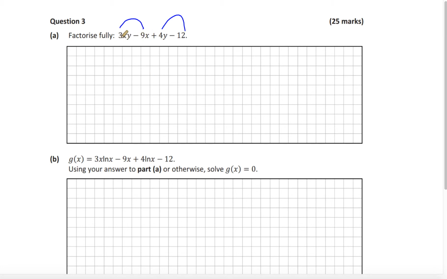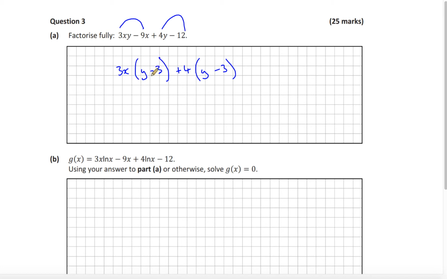So what can I factorize out of these terms? Well, I can take 3x, factorize that out. 3x into this goes y. 3x factorized out of minus 9x is minus 3. And for these two terms here, I can factorize out 4, positive 4. When I factorize 4 out of the first term, I get y. If I factorize 4 out of negative 12, I get minus 3.